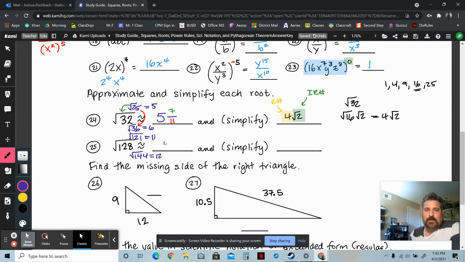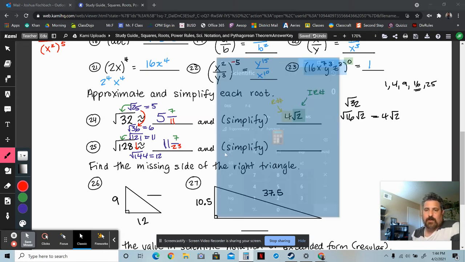And then if we want to do a better approximation, we start with 11, and then we realize that the amount of journey that's already occurred is from 121 to 128, which is 7. And then the total journey that has to occur is from 121 to 144, which would be 23. So 11 and 7/23 is a pretty good approximation of the square root of 128.